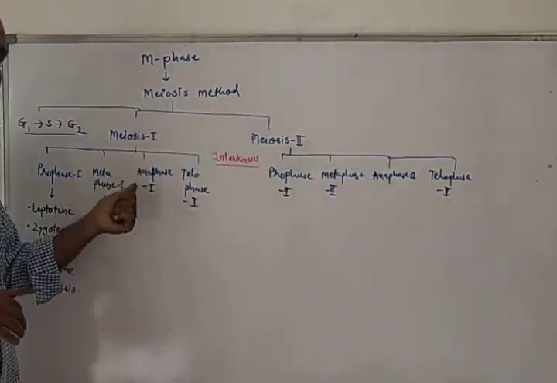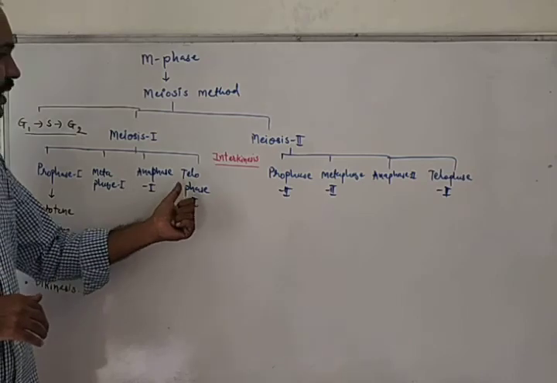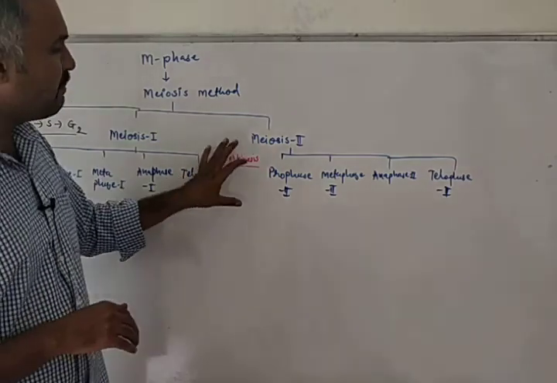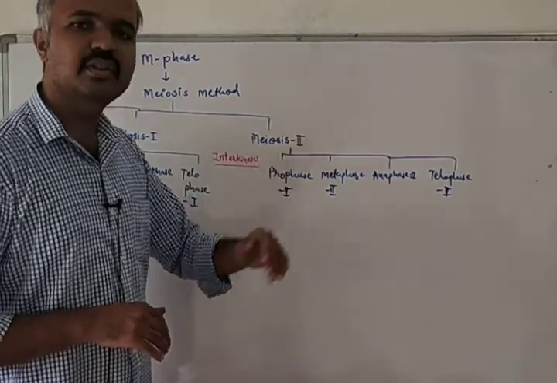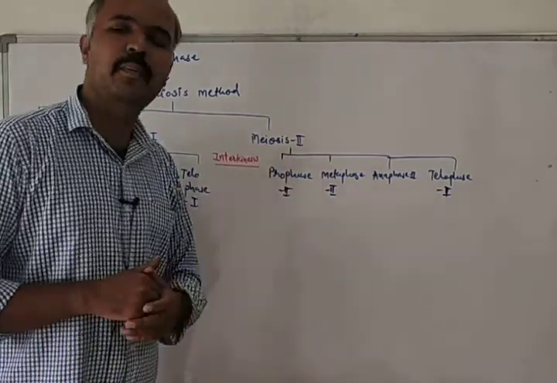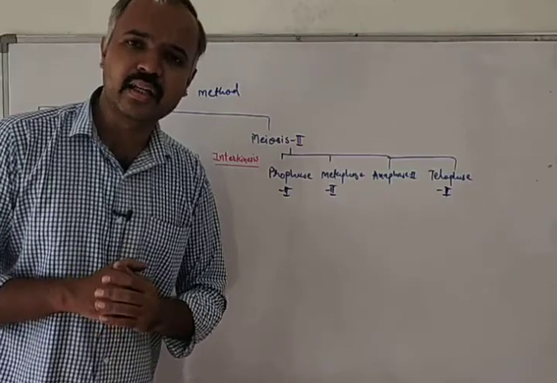Meiosis 1 has prophase 1, metaphase 1, anaphase 1, telophase 1. Then a temporary pause, a temporary hold, will be there, and then meiosis 2 will start, which involves prophase 2, metaphase 2, anaphase 2 and telophase 2.